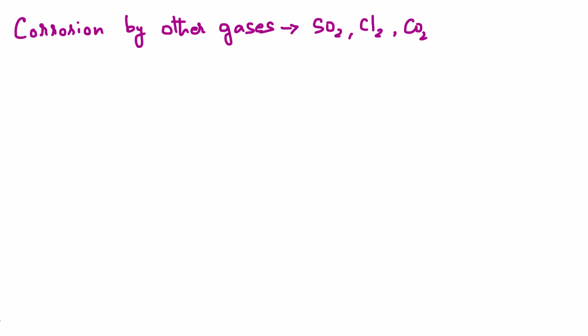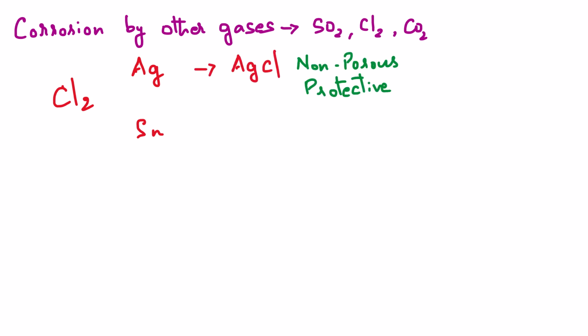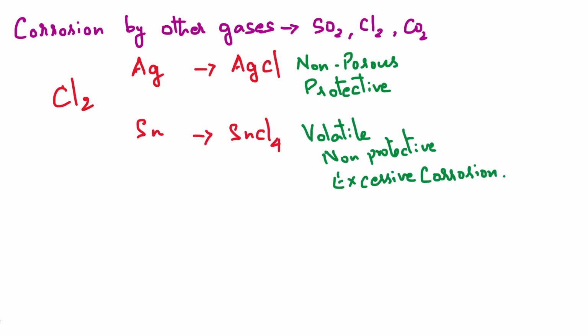Corrosion by other gases, for example sulfur dioxide, chlorine, carbon dioxide, etc. For example, consider the environment is chlorine and metals like silver and tin are exposed to chlorine gas. Silver forms silver chloride and this is non-porous and it will protect the metal silver. Whereas tin forms tin chloride which is a volatile layer, non-protective and thereby it will lead to excessive corrosion. Once the layer is volatile, again a fresh layer is exposed to the chlorine environment and thereby it causes excessive corrosion.